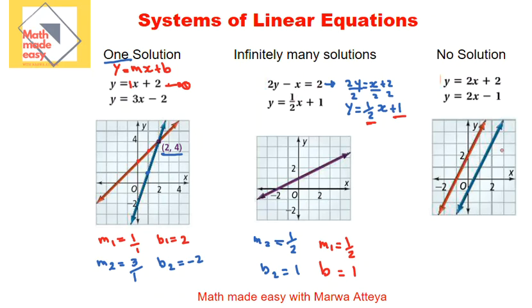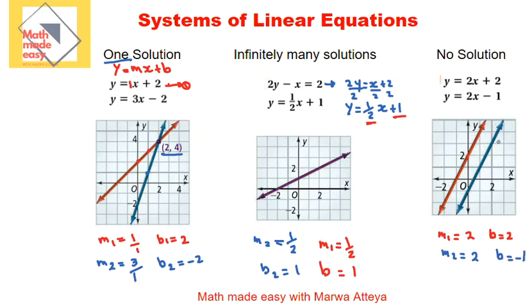Now let's look at our last system here. Now in this system, the first equation, we have the slope equal to 2 and the y-intercept is also equal to 2. What about the blue line? The blue line had a slope of 2 also, and the y-intercept equals -1.